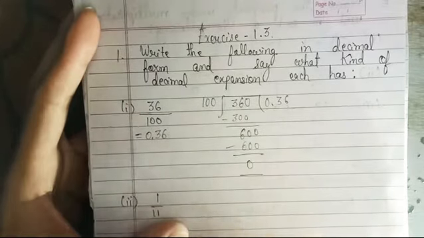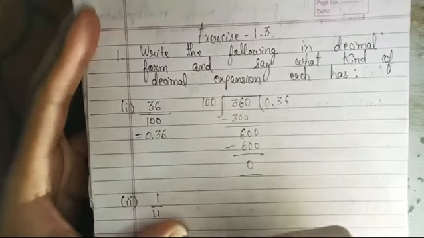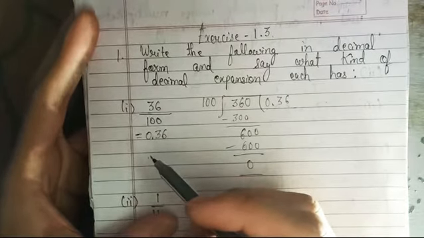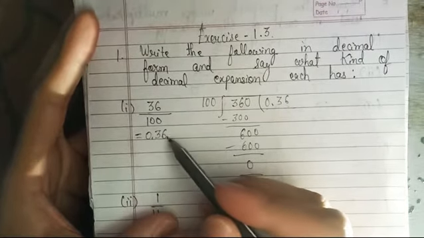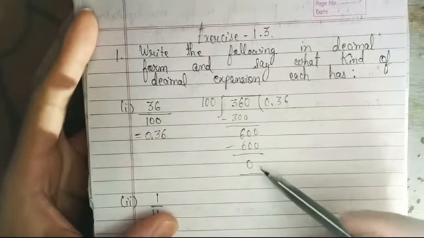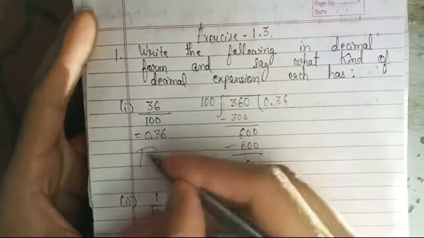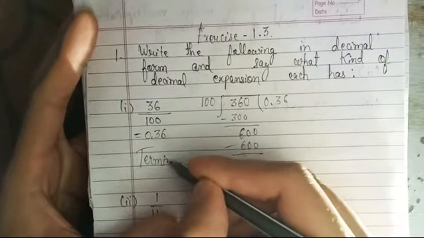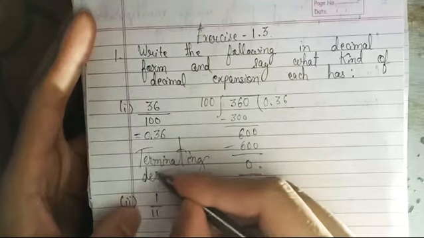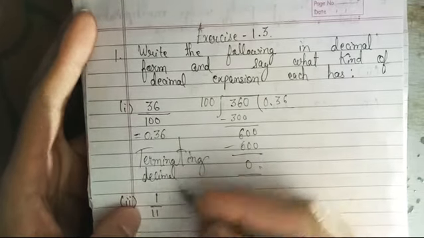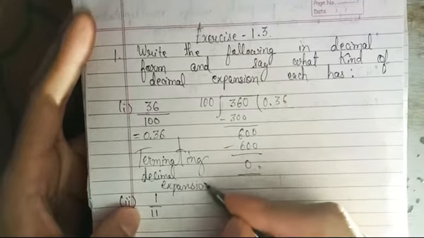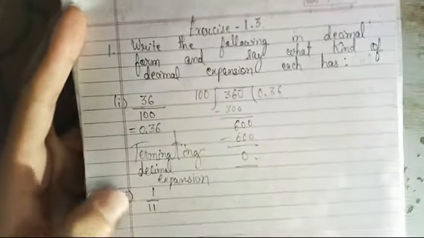0.36 will be the decimal expansion, and it is a terminating decimal expansion because it stops after 6. There is no need for any more division and the remainder is 0. You can see, so it is a terminating decimal expansion. I hope it is clear.